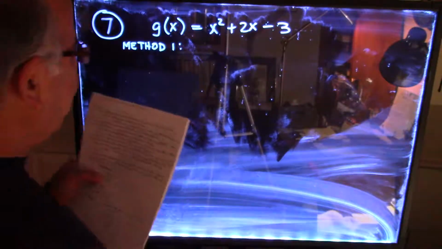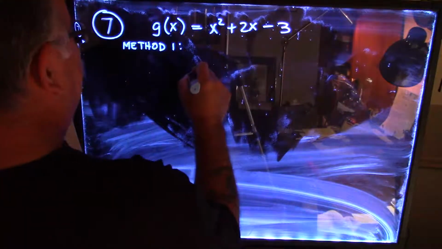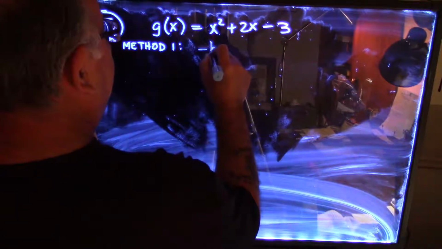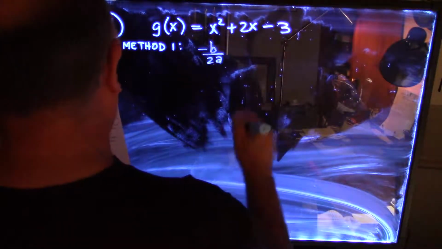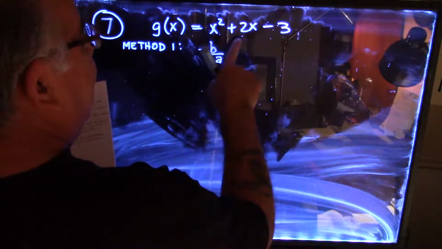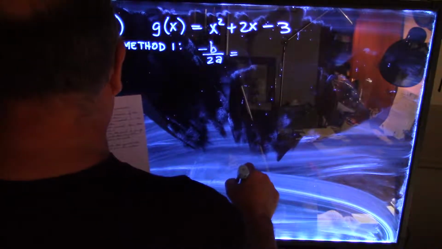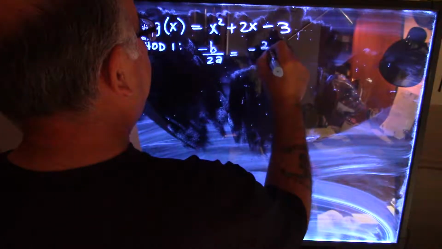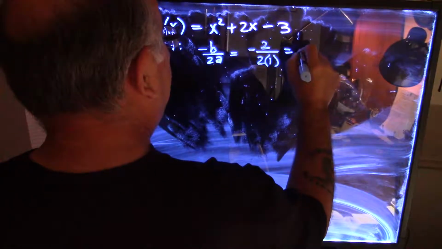Alright, so we have method 1, the book's method, negative b over 2a, which is perfectly valid, by the way. This is a good method too. Where a equals 1, that's the leading coefficient, b equals 2, and c equals negative 3. So we've got negative 2 over 2 times 1, and that's equal to negative 1.